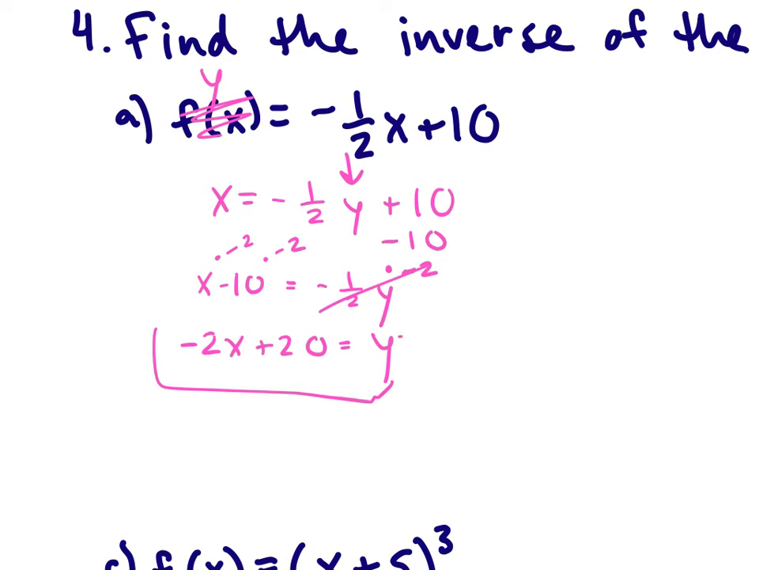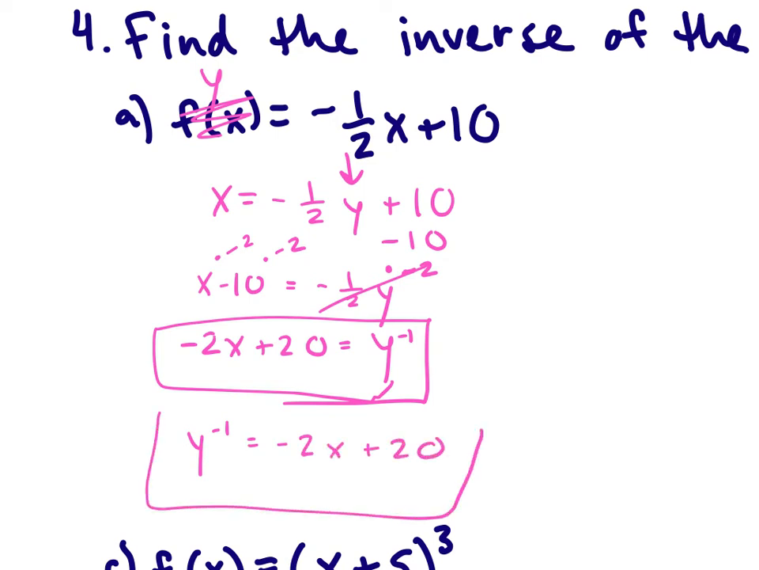So the inverse of y is equal to negative 2x plus 20. Now you can write it on the right side, you can write it on the left side, doesn't matter. And remember that negative 1 is just naming the inverse. So you could see it as y to the negative 1 power, or it might say g of x, just calling the inverse g instead of f of x that we started with. So again, just different names of inverses.